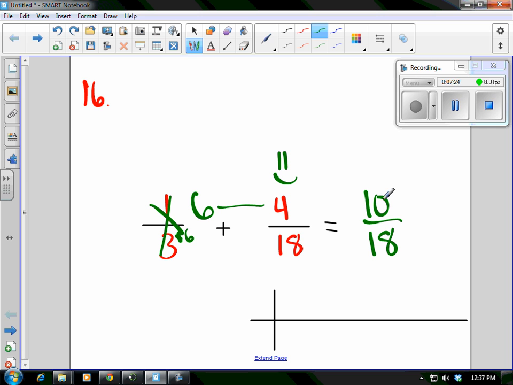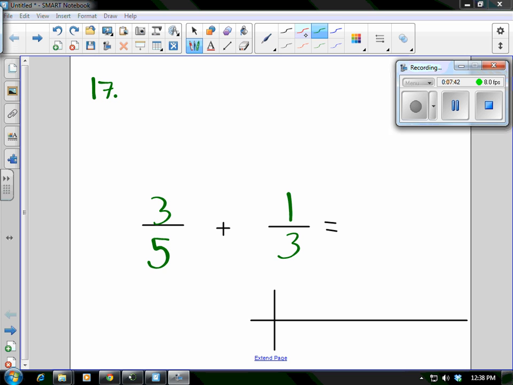Now in this case, they're not in lowest terms. It can go smaller. 2 fits into both 10 and 18. So we divide them both by 2. And we get 5 ninths. So the answer for number 16 in simplest form is 5 ninths.